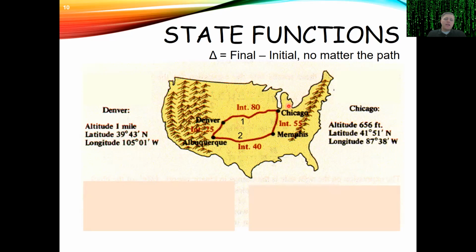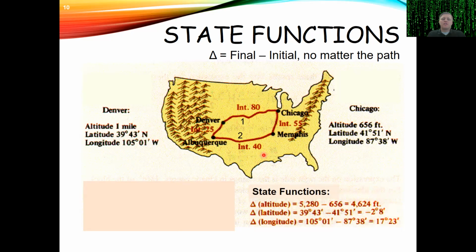Okay, but these two routes have certain things about them that are state functions and certain things that aren't state functions. So things that would be state functions are my change in altitude, right? My altitude in Chicago minus my altitude in Denver is not going to depend on which of these two routes I take. My total change in latitude and longitude are similarly only going to depend on where I start and where I finish, not on which route I take.